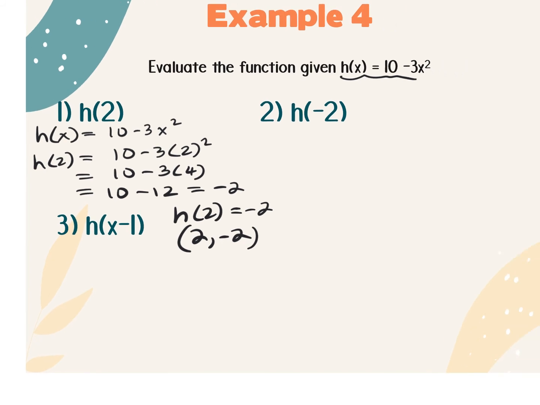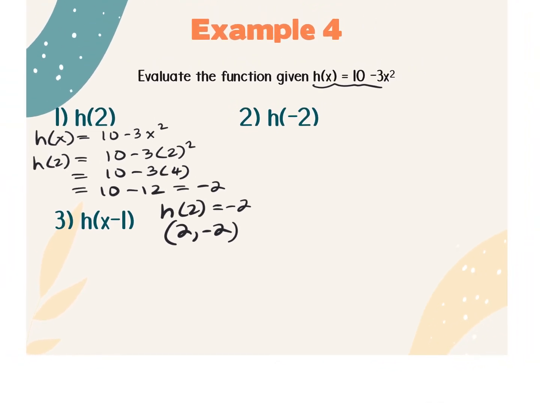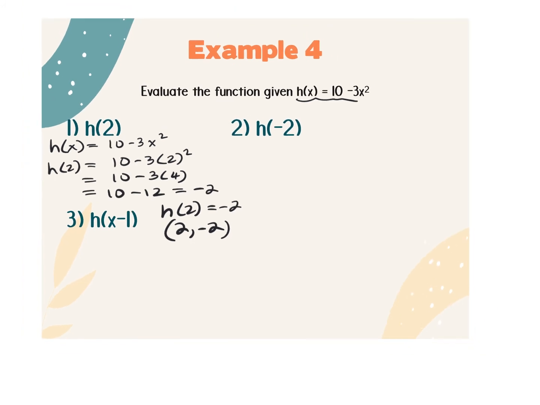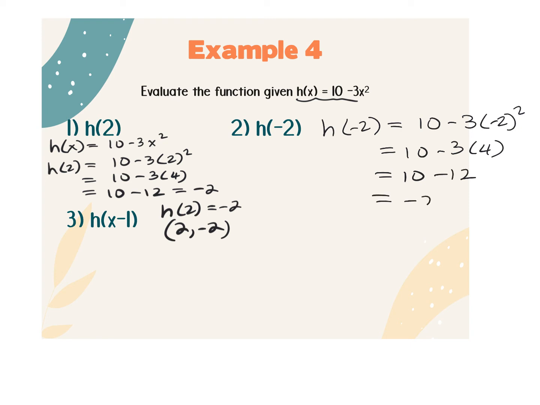I'm going to go ahead and do it. It's really going to turn into the same answer. I'm going to modify it and do it with a -4, but let me go ahead and do this one. So again, you're going to plug it in, h of -2, and you get 10 minus 3 times -2 squared. -2 squared becomes +4, this becomes a 12, and then a -2. So this ordered pair, h of -2, is -2.